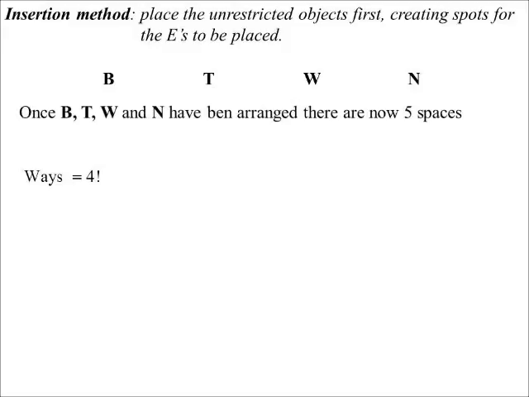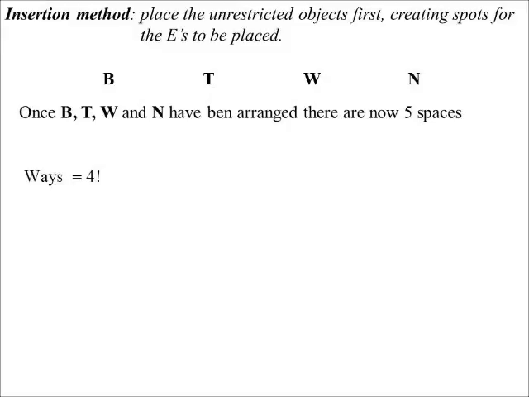Actually, we're going to place the unrestricted objects first. So the B, T, W and the N. So let's say, for instance, that's how I arranged it. And you'll notice I've left gaps in between each of them, because I now have to place the E's. But basically, if I'm going to ensure that the E's are not next to each other, then I've just got to place an E in the gaps. And then there'll always be a letter either side. So 4 factorial for the B, T, W and the N. And then I've got 5 spaces, because it could be at the end as well, remember? It doesn't necessarily have to be in the middle.